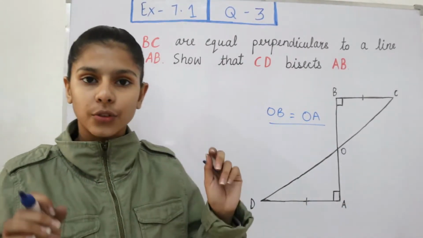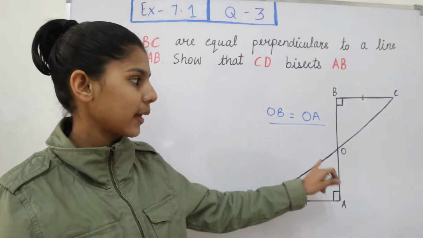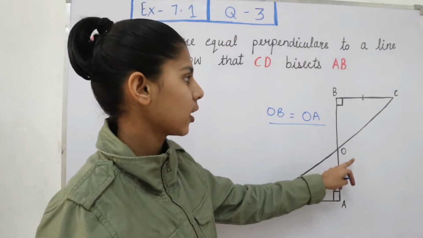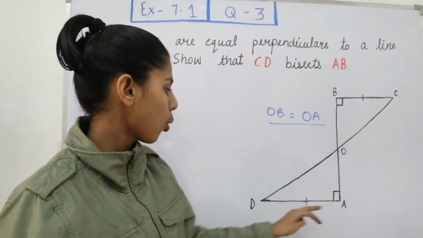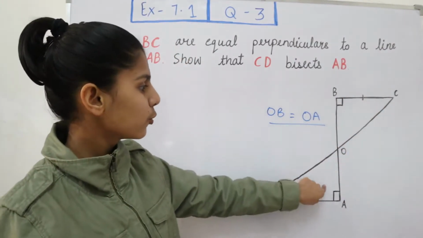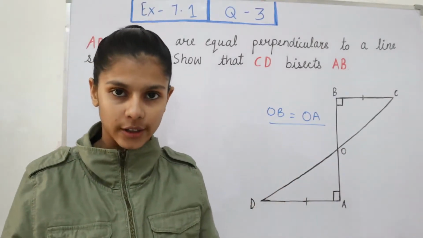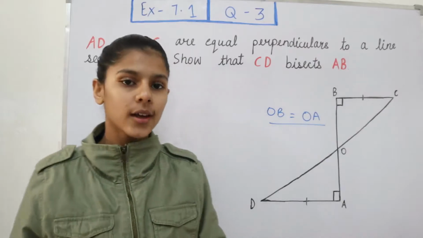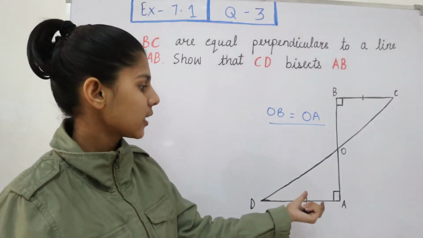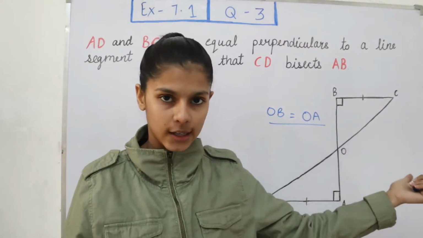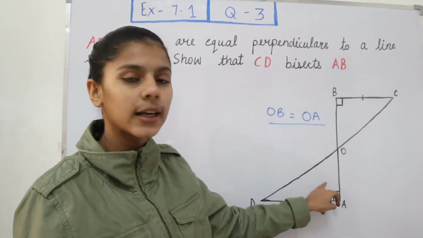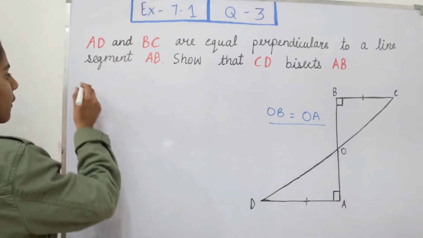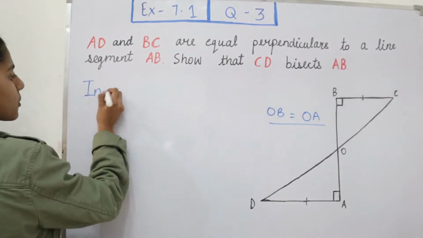For proving this, first of all we need to make two triangles congruent. We have to prove triangle OBC and triangle OAD congruent. Then automatically OB will be equal to OA by CPCT, because they are the parts of these both triangles. So first we will prove them congruent and then automatically they will be equal by CPCT. So we will write the solution starting from here.